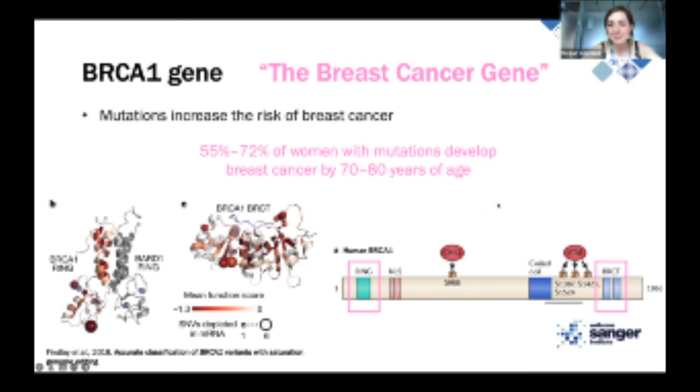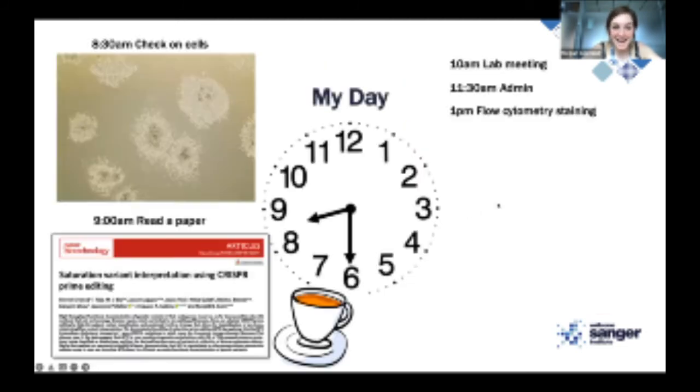But what does this mean in my day-to-day? So I thought I'd just give an overview of what a day in the life of a scientist actually consists of. So I tend to start quite early, just because I'm a morning person. I know people that start later. It's not necessarily required. So I check on my cells.